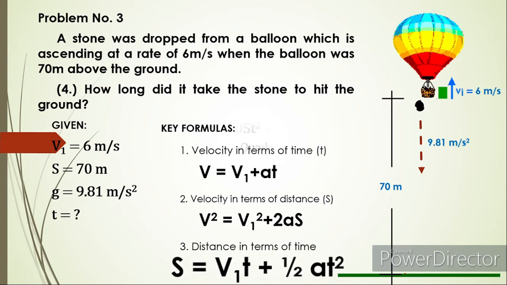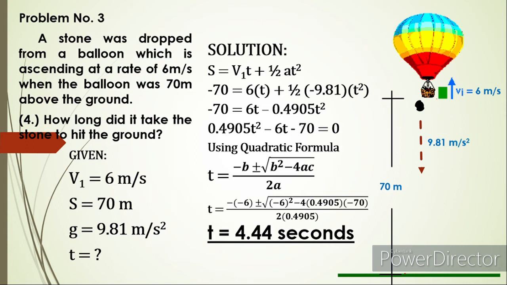Ayan. So, substituting the values in the formula, S is equal to V1t plus 1/2 at squared. So, negative 70 is equal to 6t plus 1/2 times 9.81t squared. So reducing the formula will result to 4.905t squared plus 6t plus 70 equals 0.